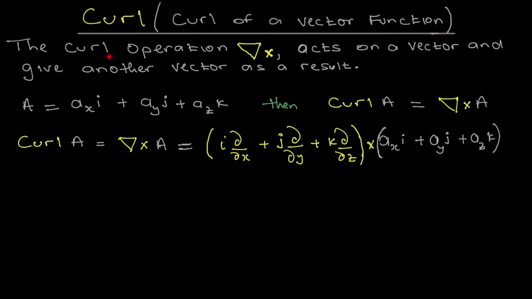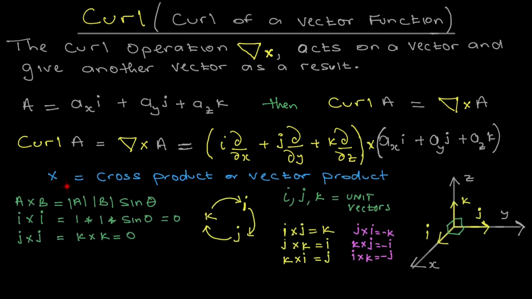Curl of a vector function. The curl operation, which is del cross, acts on a vector and gives another vector as a result. Here's a vector A, then curl A will be equal to Nabla or del cross A. Curl A equals Nabla cross the vector. So that's a cross, which is the cross product or vector product.